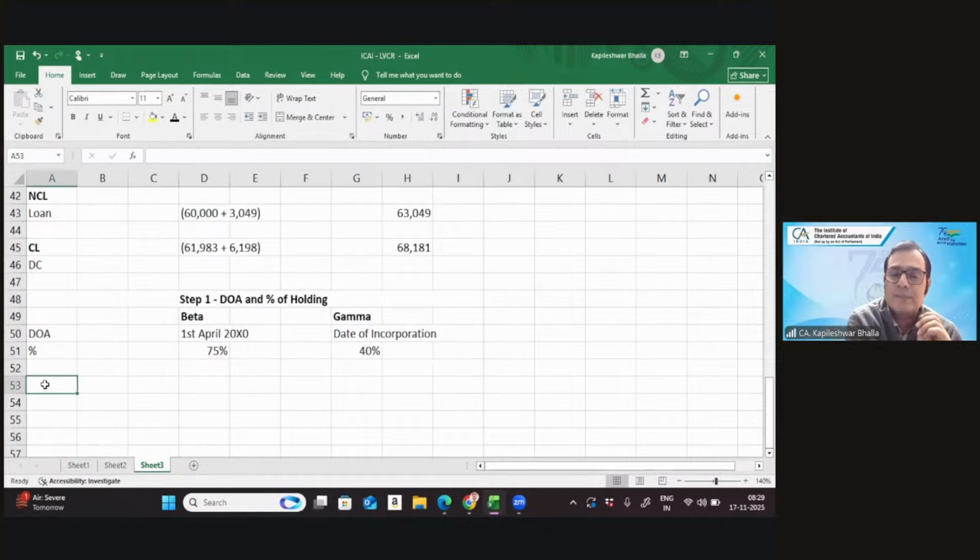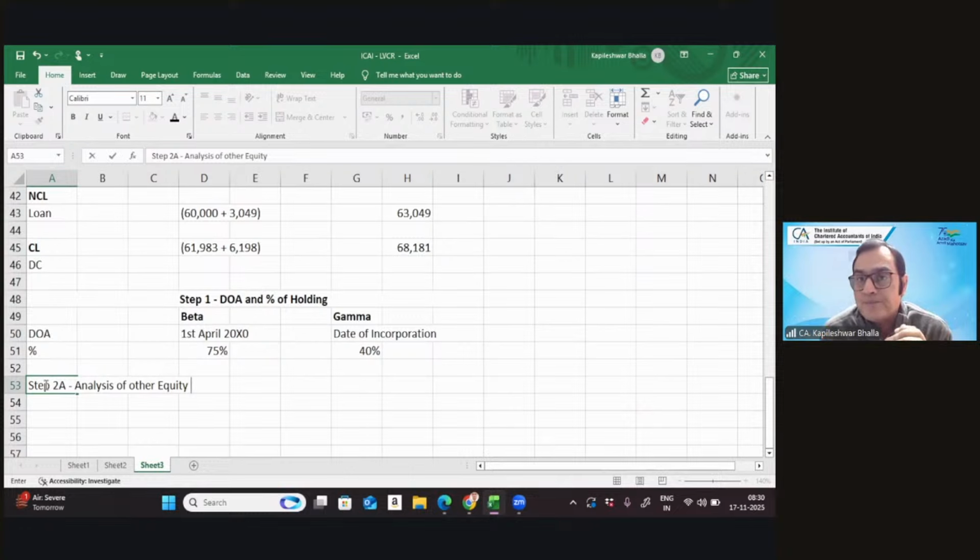Now we go to step number 2A, and we need to do the analysis of other equity. Here we're going to concentrate on the analysis of the subsidiary only. As I mentioned, in terms of the associate company, everything was acquired on the date of incorporation. So we need not consider any inputs in terms of analysis because all the profit becomes post-acquisition in nature.